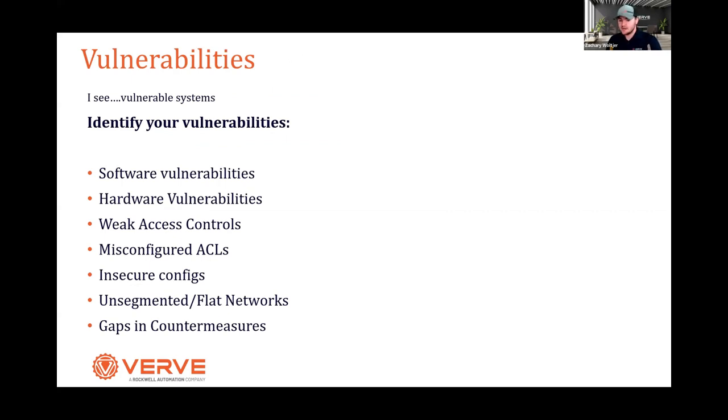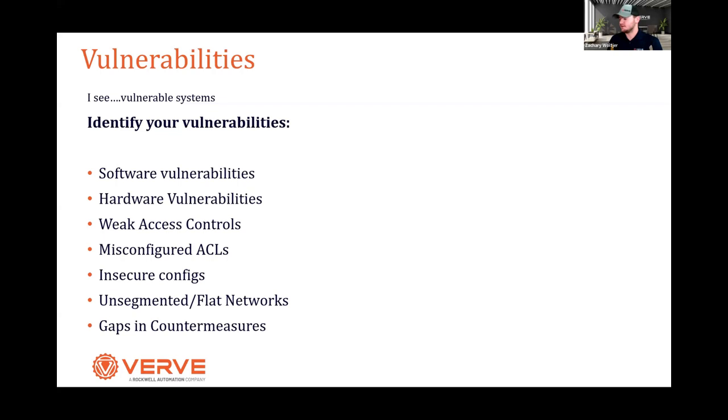identifying your vulnerabilities, both in hardware, software, and access controls. A big one, like I mentioned earlier, is: does your admin account still have the admin username, or have you changed the username? Are passwords being changed every 60, 90, 180 days? Misconfigured ACLs, going right back into the access controls. Insecure configurations. This goes back to the processes and really just making sure that things are done correctly.